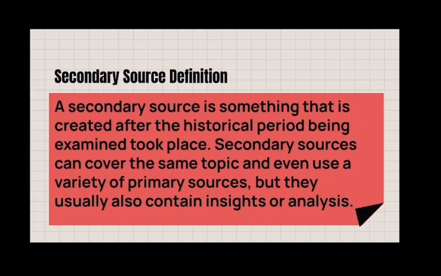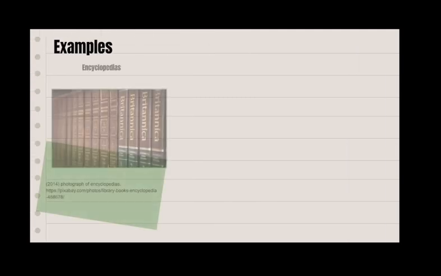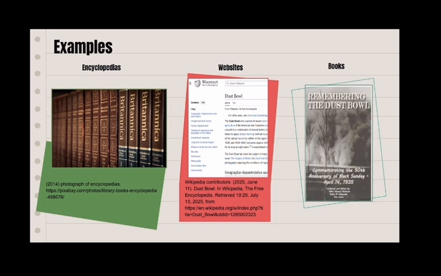A secondary source is something that is created after the historical period being examined took place. Secondary sources can cover the same topic and even use a variety of primary sources, but they usually also contain insights or analysis. Think encyclopedias, websites, or even books. Textbooks are some of the most popular secondary sources around.